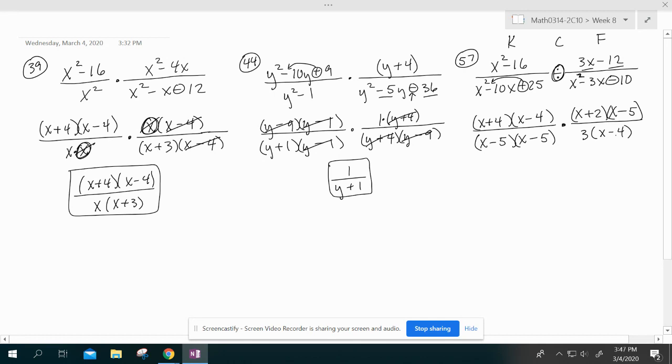And now we've factored it all up. Let's cancel some stuff out. X minus 4, top and bottom. Top and bottom. And that's it. So whatever's left is the answer. And in the numerator, we have x plus 4, x plus 2. In the denominator, we have a 3 and an x minus 5. And that is done.